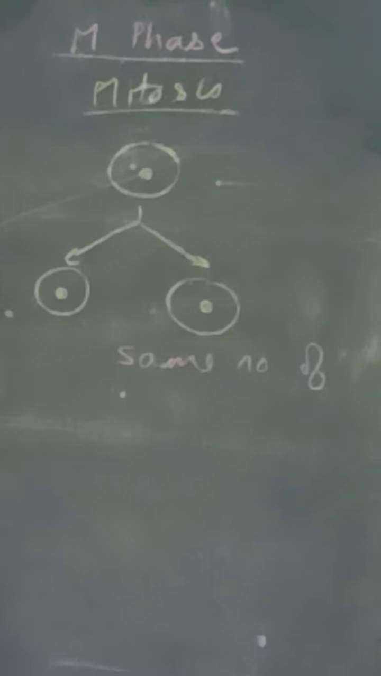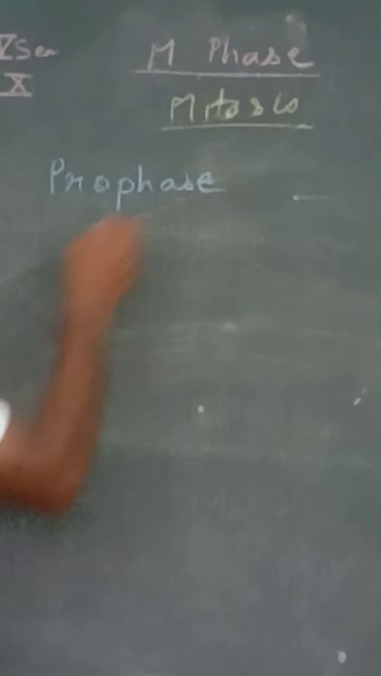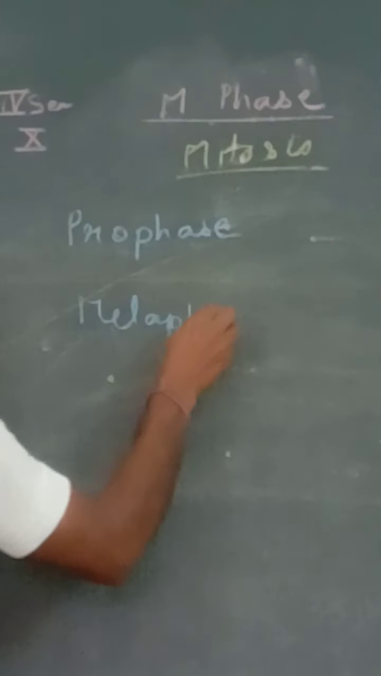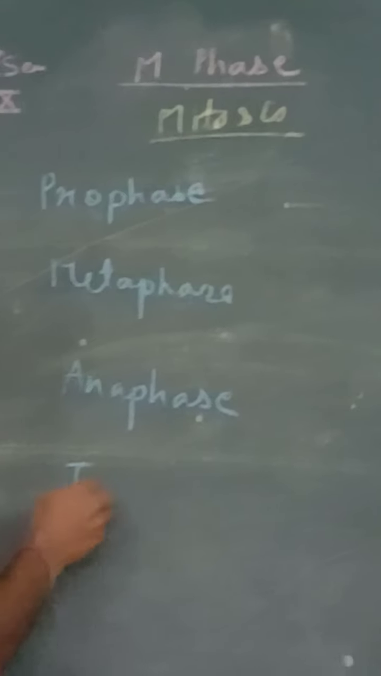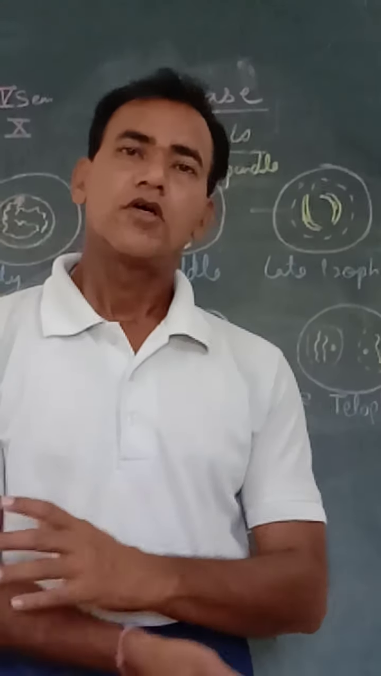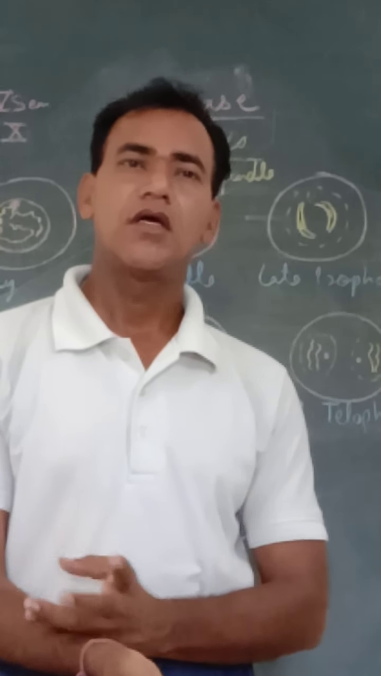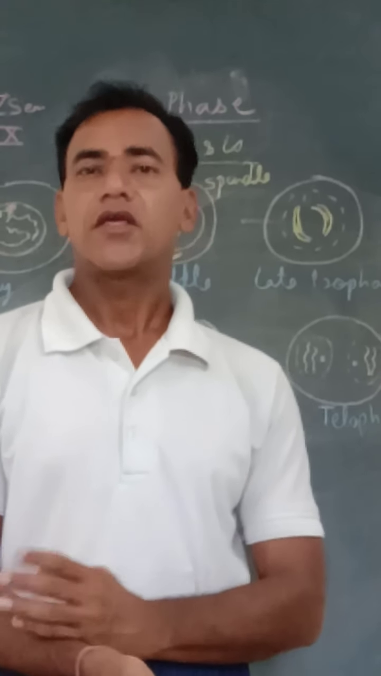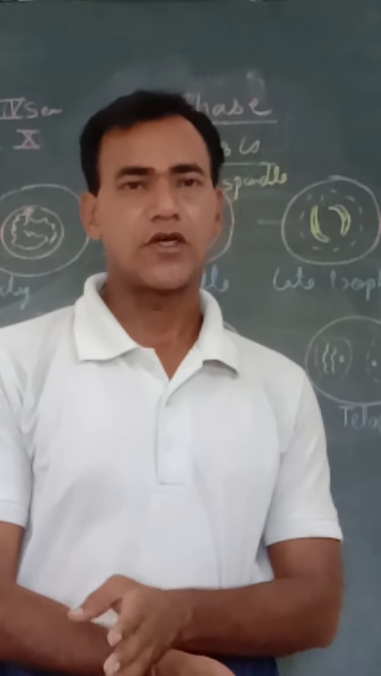Mitosis can be divided into the following stages: prophase, metaphase, anaphase and telophase. Now we can study mitosis in two phases. The first is karyokinesis and the second is cytokinesis. Karyokinesis, the division of nucleus. Cytokinesis, the division of cytoplasm.